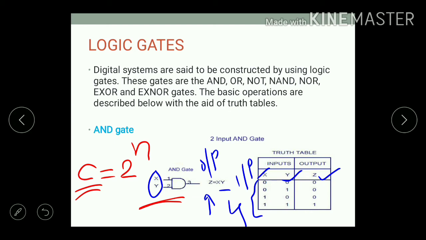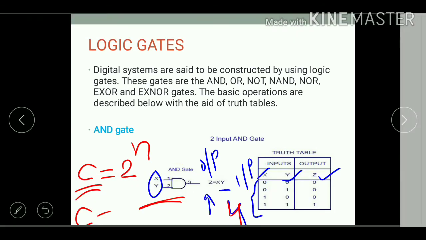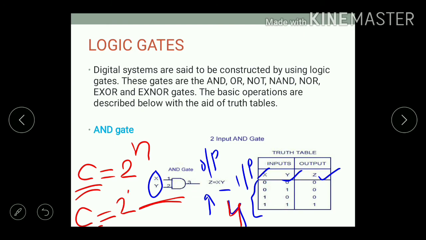The AND gate consists of only two inputs, X and Y, so what are the combinations? They are 0 0, 0 1, 1 0 and 1 1, and the total combination number is 4. Inputs is 2, so the combination is 2 to the power 2, that is 4. In that way we can calculate the combinations for logic gates.